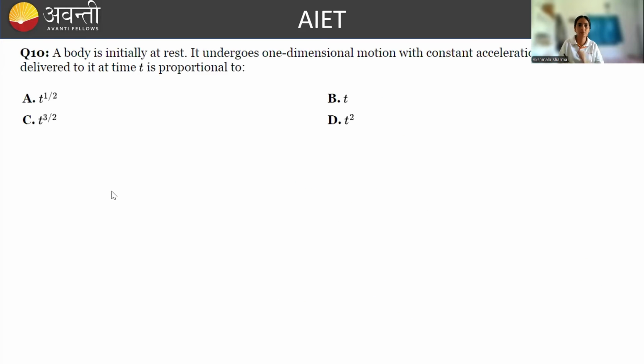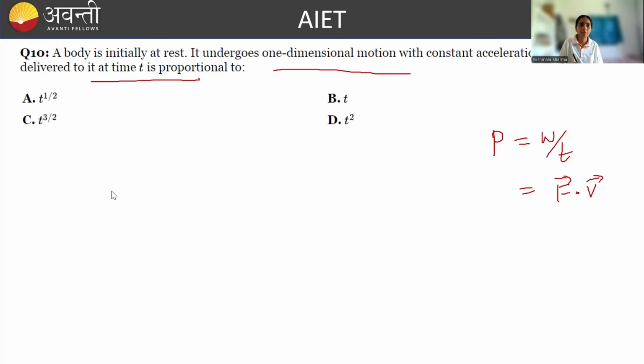Now let's move on to the next question. A body is initially at rest. It undergoes one-dimensional motion with constant acceleration. The power delivered to it at time t is proportional to what? So the power formula, if you remember, we can write as work done per unit time, and also as F dot V. Here the body was initially at rest, and it then starts moving with constant acceleration. So acceleration is some constant value.